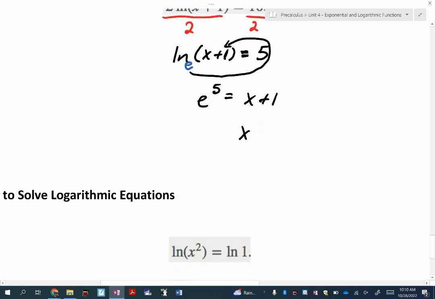Let's solve for x by subtracting 1. And you get e to the fifth power minus 1. So this is our answer.